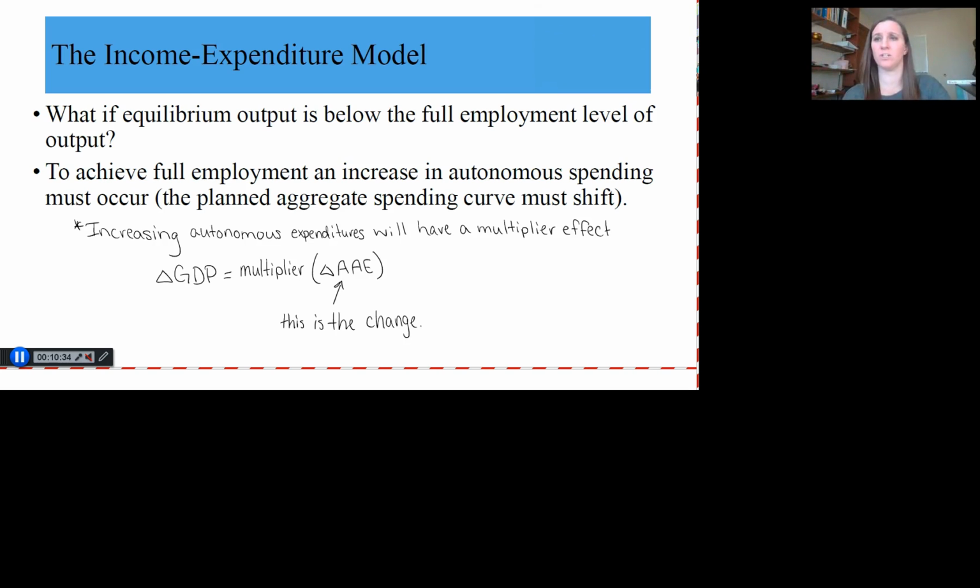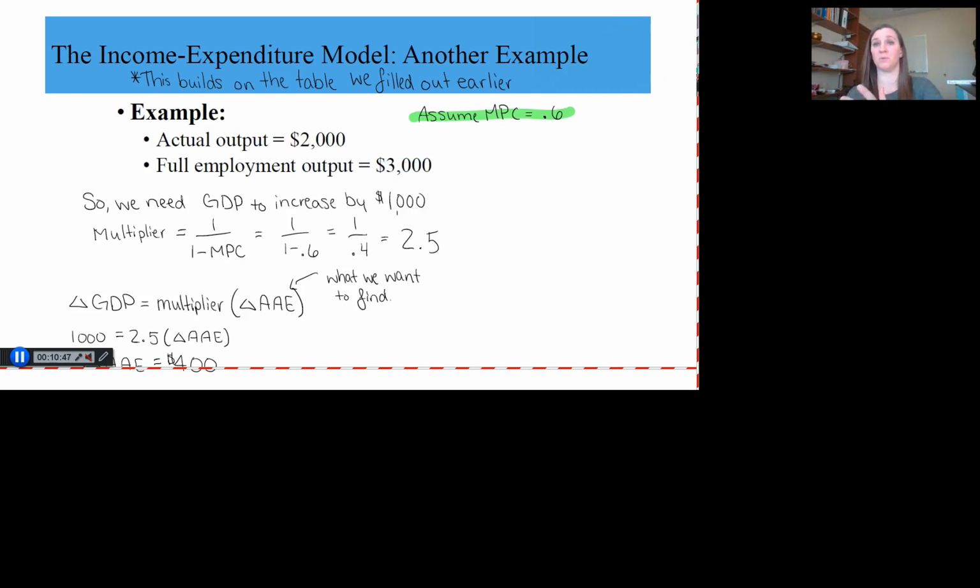One person's spending is another person's income, and so on and so forth. So what we have here is our equation from the first part of this chapter that says the change in GDP is going to be equal to our multiplier multiplied by our change in autonomous aggregate expenditures. Let's do an example. This builds on the table that we filled out earlier. Assume that the MPC is 0.6.